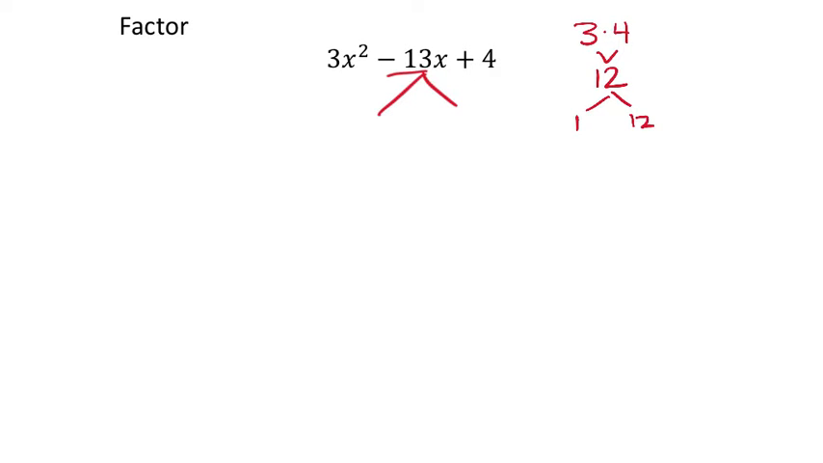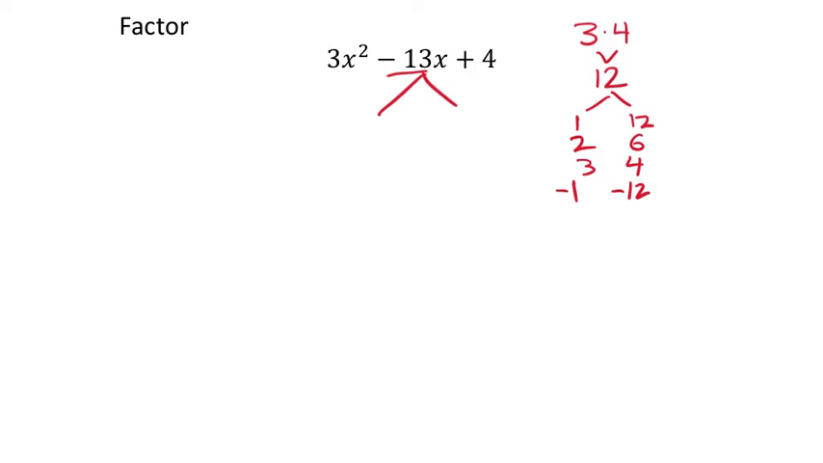Well, that's no good. 1 plus 12 is 13. That should give us a quick hint. And just real quick, 2 and 6 isn't going to work because 2 plus 6 is 8. 3 and 4 is not going to work because 3 plus 4 is 7. Okay, now don't stop there. Don't let the fact that these are all positives stop you, because remember, you can reverse this and say, what if I make both of these negative? Negative 1 times negative 12 is still 12, so these 2 factors work, and if I add them, I get negative 13, right?